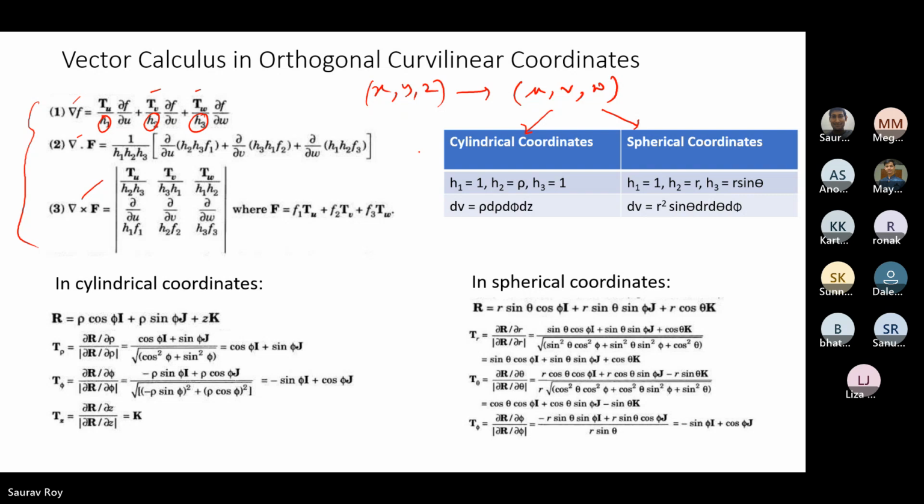This table you can remember because it will be very useful for you later. So H1, H2 and H3: for cylindrical, 1, rho and 1. And similarly for spherical coordinates, 1, r, r sine theta. If you can remember this table, it will be very useful for you guys. That's why the volume becomes the multiplication of these. This product, as you see, is also the modulus of the Jacobian. Here also this is the modulus of the Jacobian, and dr d theta d phi are the normal coordinate parts.